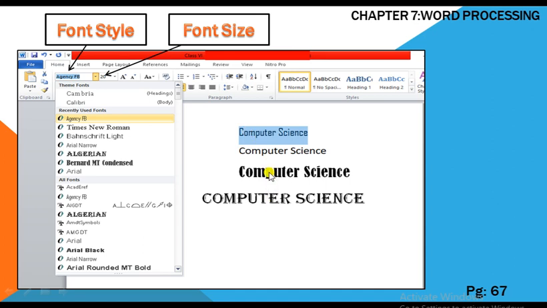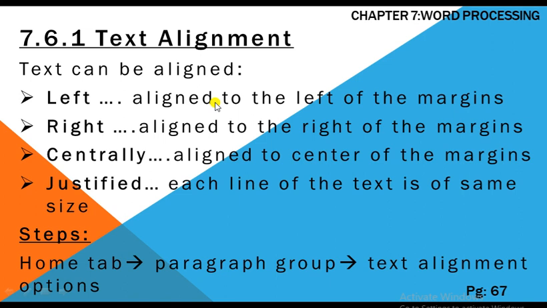This is the example of different font styles and font sizes. Moving on to text alignment. Text can be aligned left, right, centrally and justified. Left alignment means aligning the text to the left of the margins. Right align means aligning to the right of the margins. Centrally means aligning to the center of the margins, and justified means each line of text is of the same size. For this you have to select the text, go to the home tab and then the paragraph group, and there you will see the text alignment options.